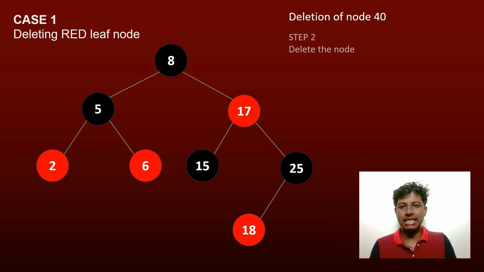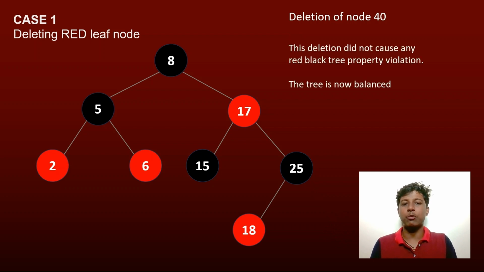Now we can look at this tree and see that this tree is properly balanced. None of the properties of the red black tree is violated.